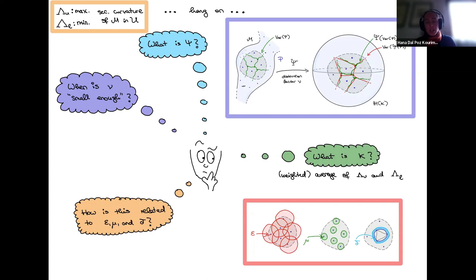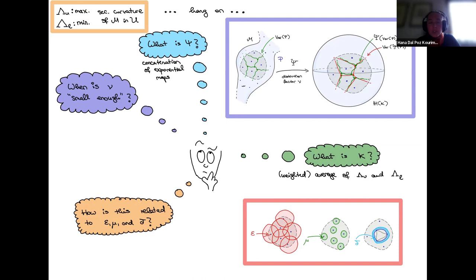First of all, you always assume that lambda u and lambda l have the same sign. So you do not want to pass through Euclidean space. If both of them are positive, so you know that your manifold is sort of spherical, then it's actually the average. If it's negative, so if your manifold is sort of a hyperbolic space, there is a complicated formula for this curvature k.